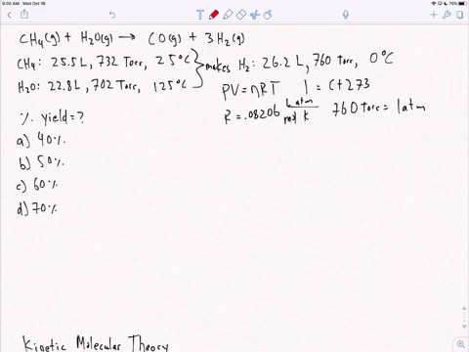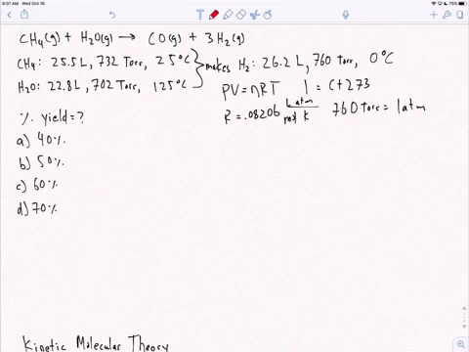So methane plus water produces carbon monoxide and 3 hydrogens. We have methane with 25.5 liters at 732 torr and 25 degrees Celsius, and we have water at 22.8 liters, 702 torr, and 125 degrees Celsius. And we're making 26.2 liters of hydrogen at 760 torr and 0 degrees Celsius.